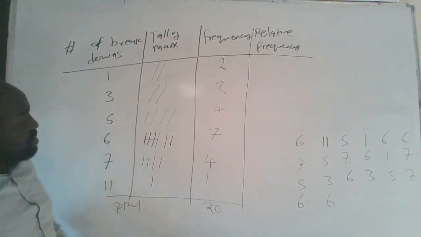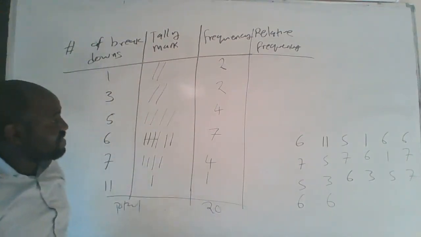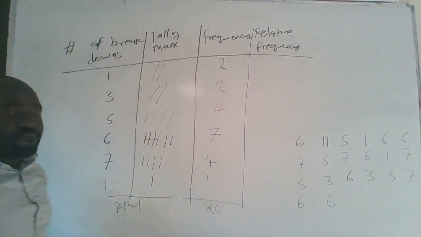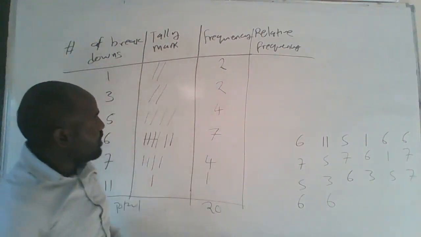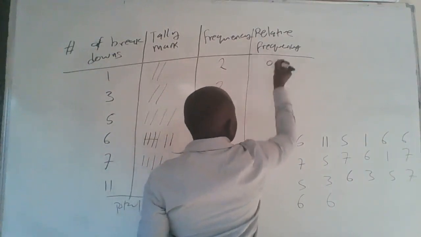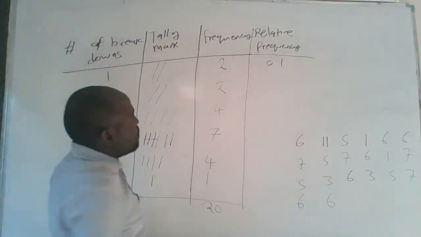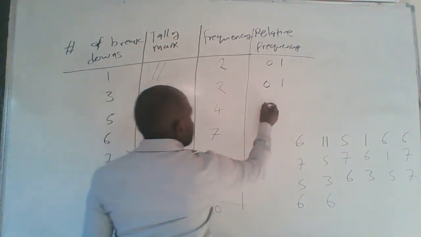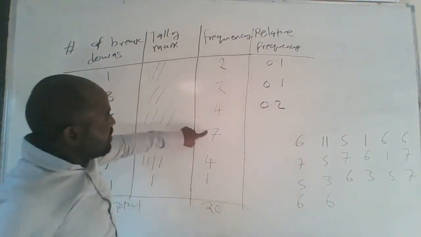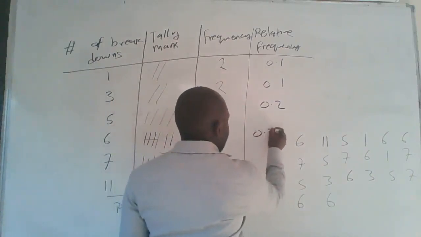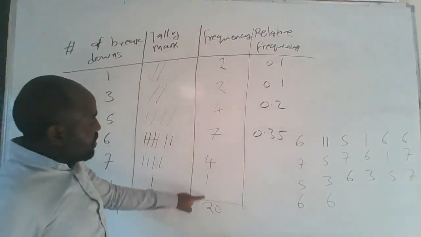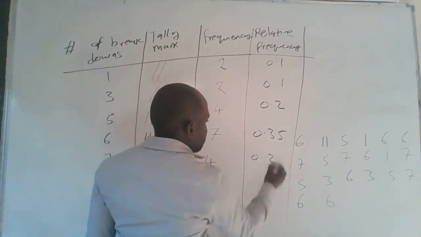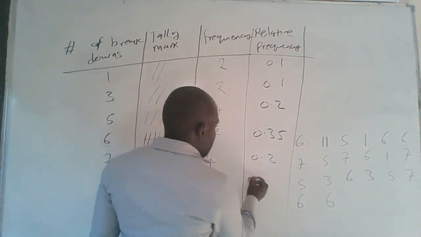Since we know what our total frequency is, we will be dividing the frequency for each distinct value by the total frequency. So 2 divided by 20, we will get 0.1. 2 divided by 20, we will get 0.1. 4 divided by 20, we will get 0.2. 7 divided by 20, we will get 0.35. 4 divided by 20, we will get 0.2. And 1 divided by 20, we will get 0.05.